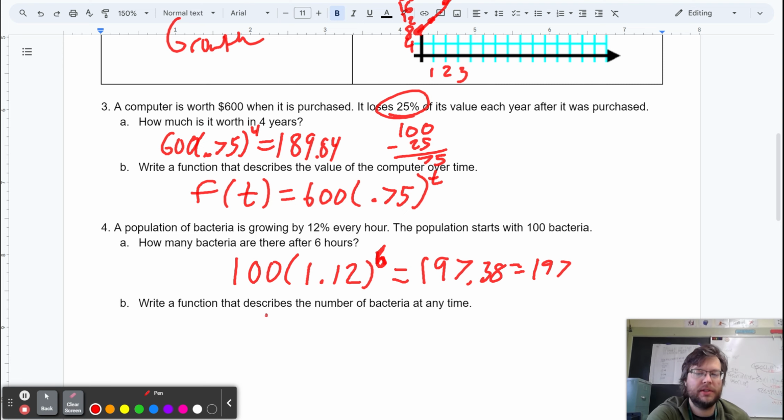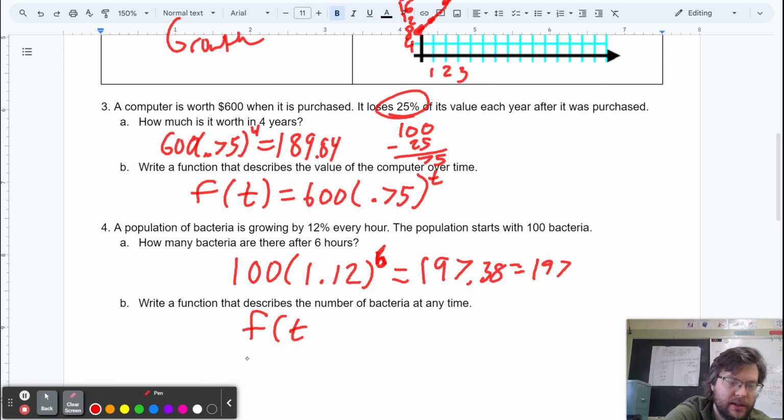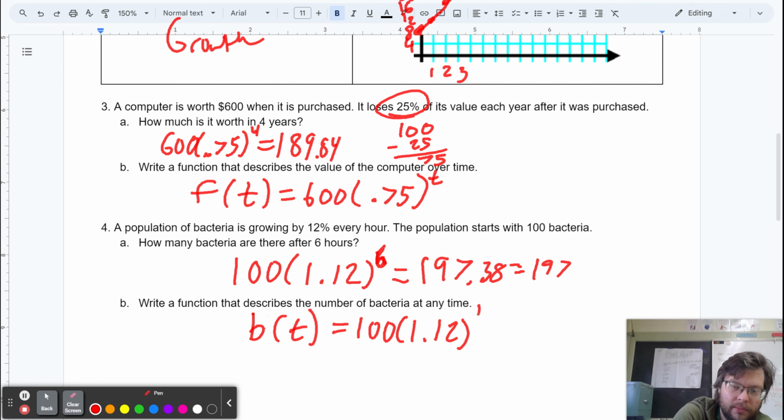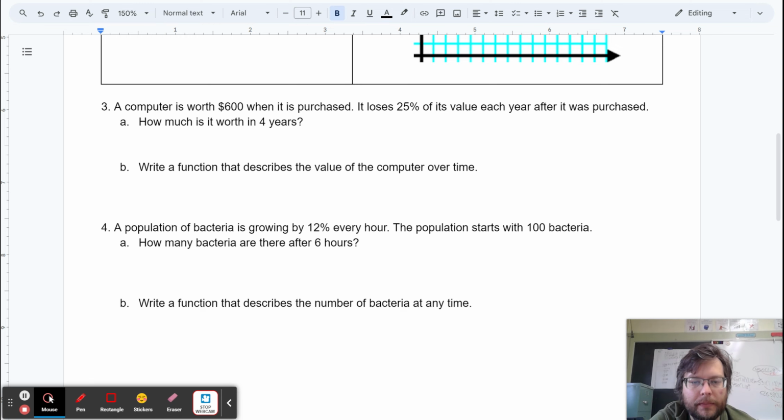A function that describes the number of bacteria at any time. I should use a different letter because I already used F. So let's just say that the number of bacteria at any time is 100 times 1.12 raised to the t. That's it for the first page.